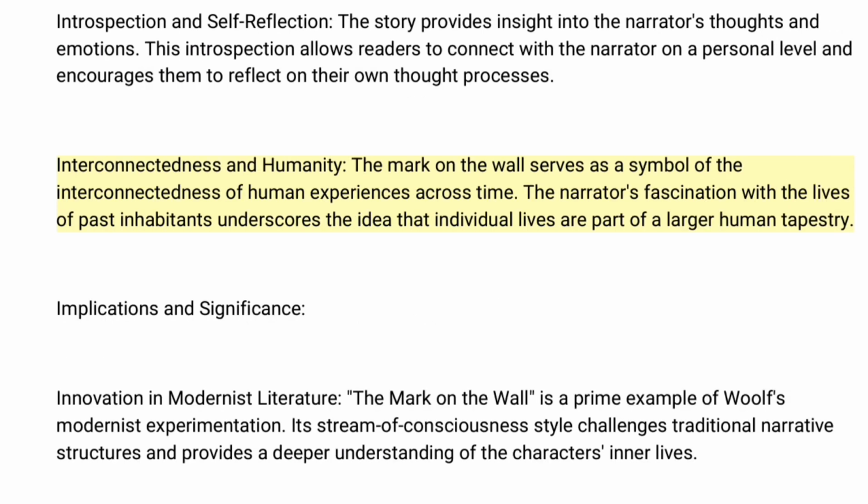Introspection and self-reflection. The story provides insight into the narrator's thoughts and emotions. This introspection allows readers to connect with the narrator on a personal level and encourages them to reflect on their own thought processes.